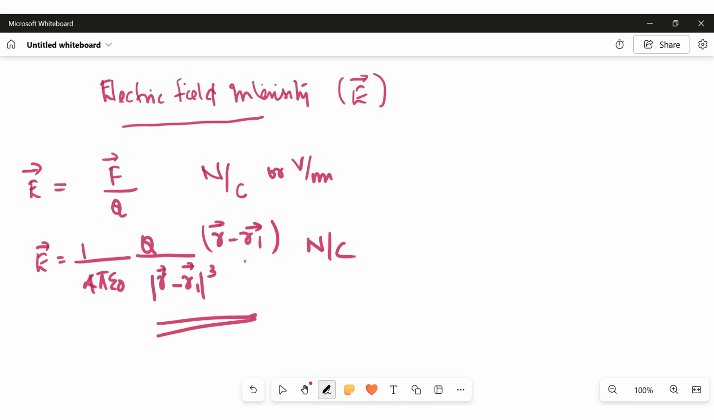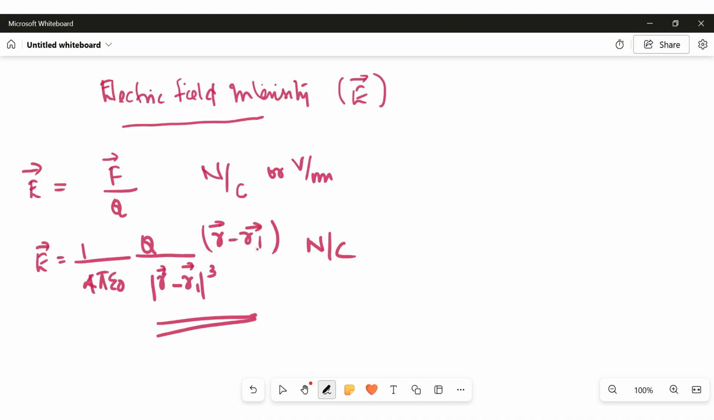Here, this equation gives the electric field intensity at a point R due to a point charge located at R1. That is, this equation gives the electric field intensity at point R due to a point charge located at the distance R1 from the origin.